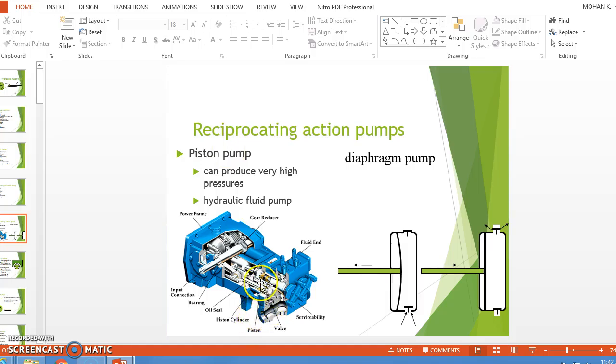What is the purpose of using a reciprocating pump? The piston has a to and fro motion. In that to and fro motion, the valves V1, V2, V3 and V4 are opened and closed simultaneously. Based on this movement of the piston, the water enters the suction side, moves on to the delivery side, and enters the collecting tank. So the piston pump can produce very high pressures and is used as a hydraulic fluid pump. That is a diaphragm pump.